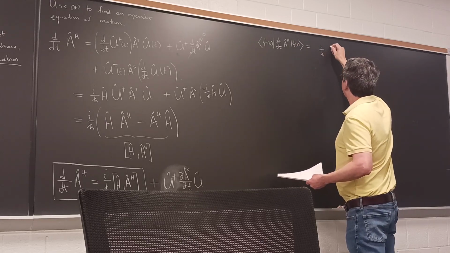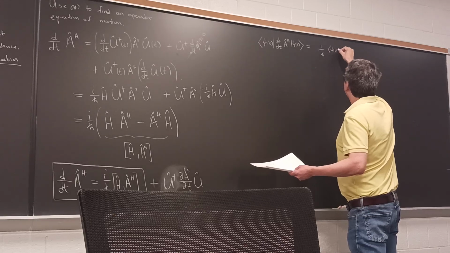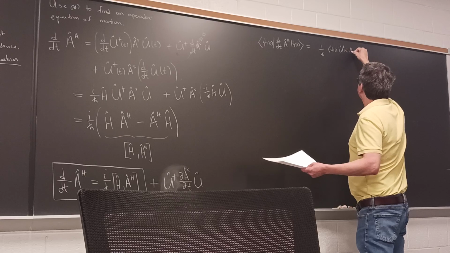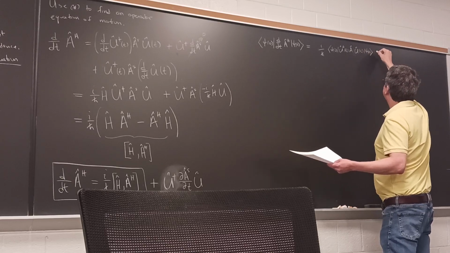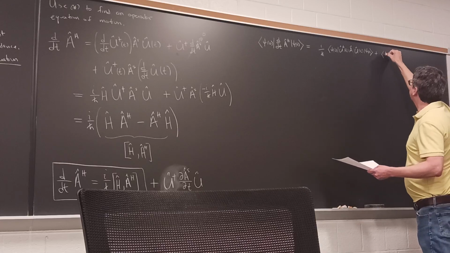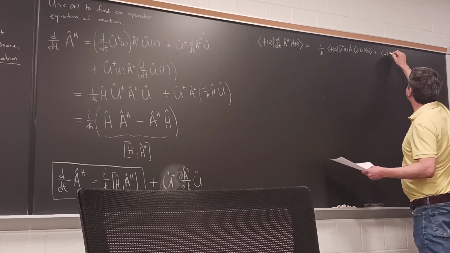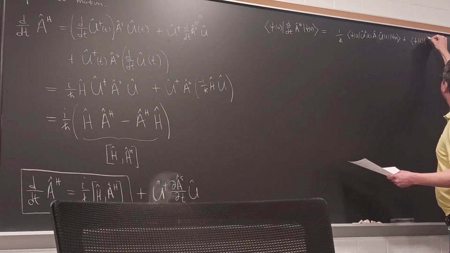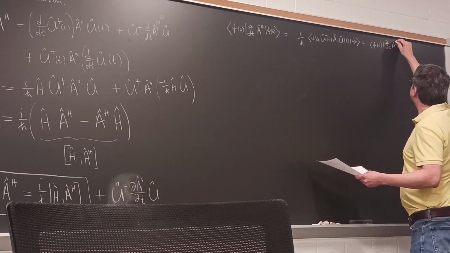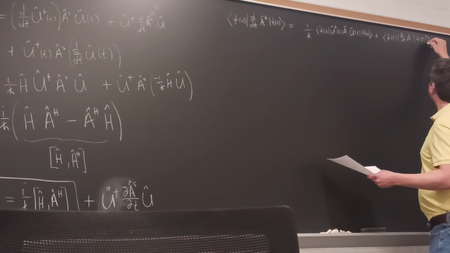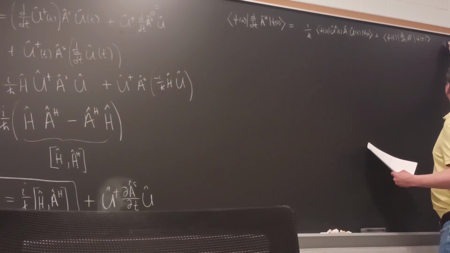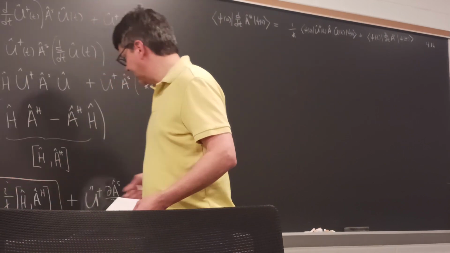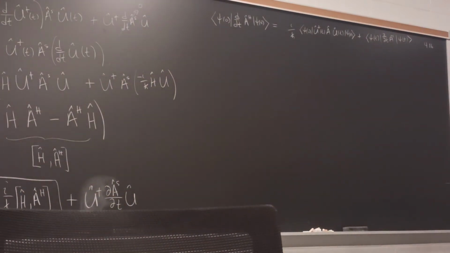So this is i over h bar, and then now we can write psi 0 dagger t A. This would be psi of t. Okay, so this is equation 4.16. It just comes from squeezing this on both sides with psi 0 of t.